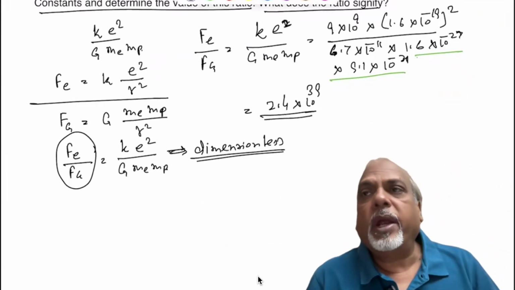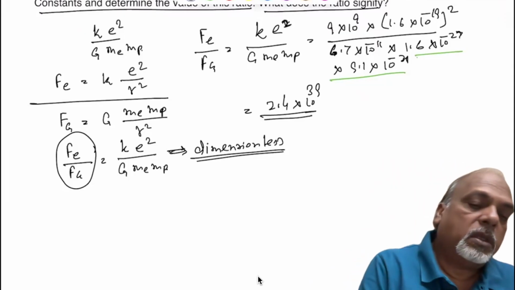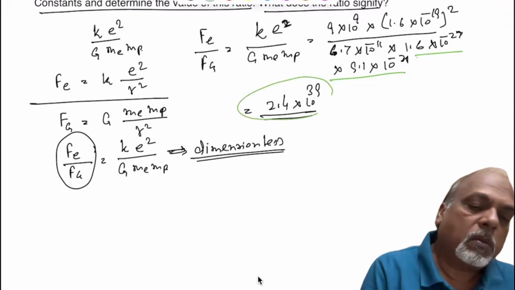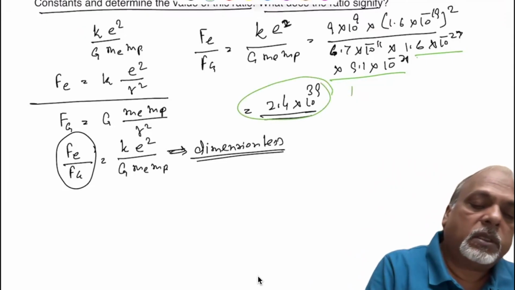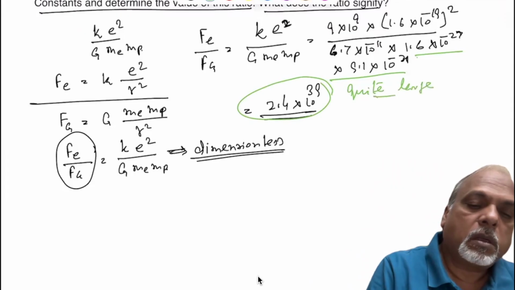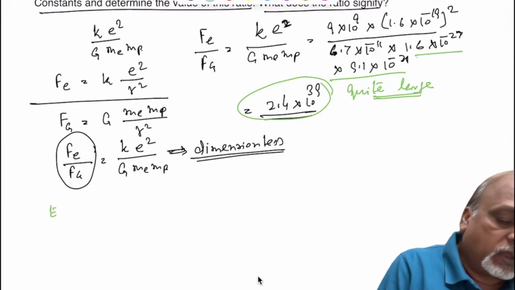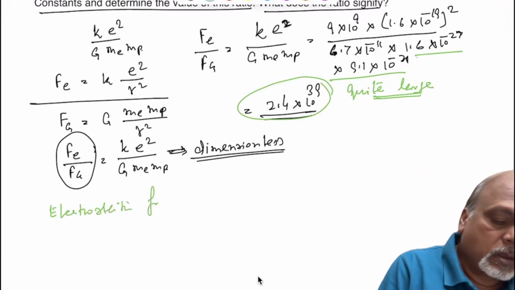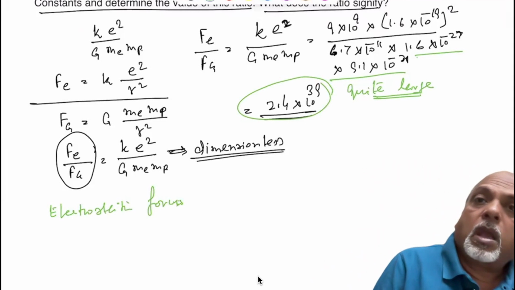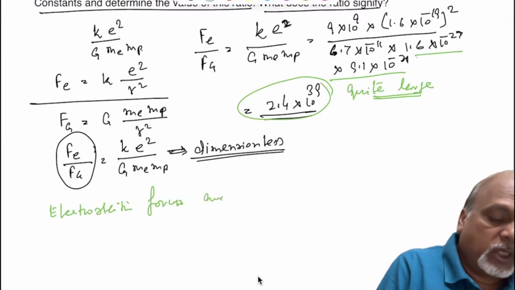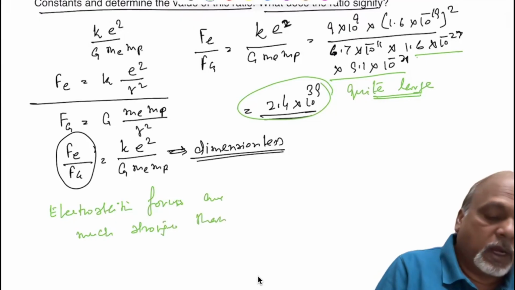Now, this ratio is quite large. That means electrostatic forces are much stronger than gravitational force.